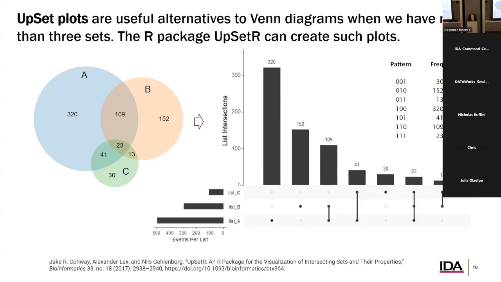So again, all 688 unique events were accounted for in this plot. It's kind of handy. UpSetR in R will create these for you.